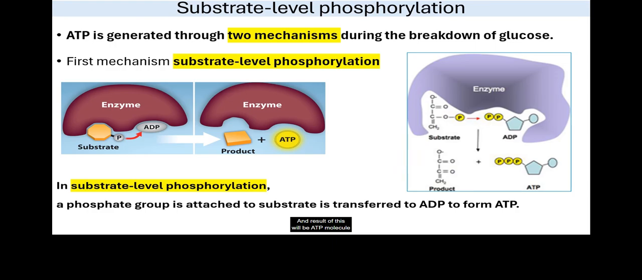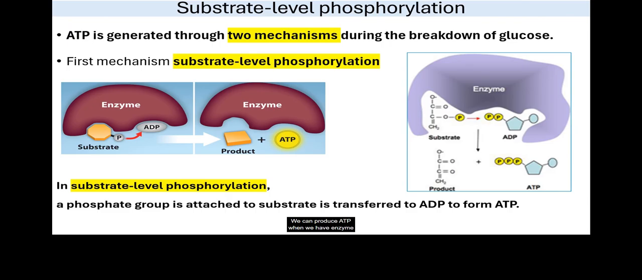The result of this is that an ATP molecule will be the product, because when we're adding a phosphate group to ADP, we're creating three phosphate groups, so ATP. And the substrate now will be a completely different molecule because we removed the phosphate group, so this will be the product. And here I showed you an example of this substrate level phosphorylation.